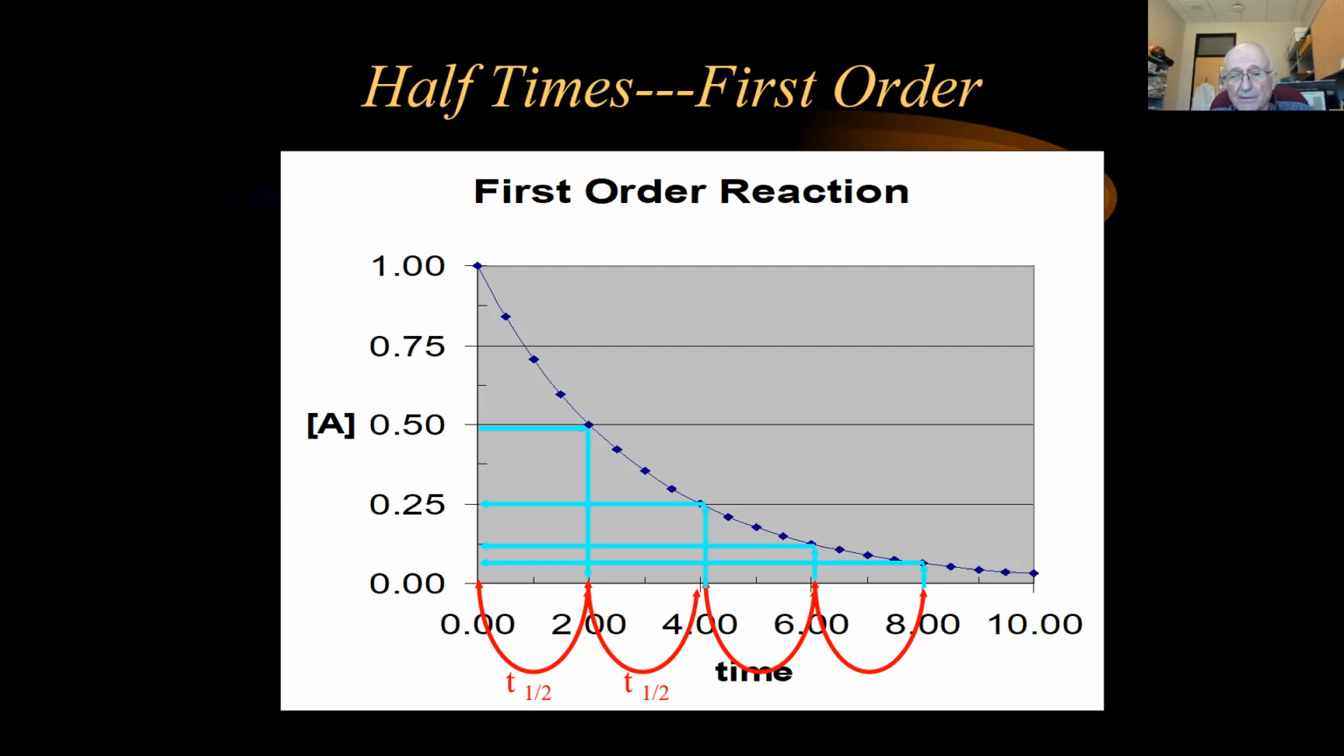So the characteristic of the first order reaction is that each halftime is the same amount of time. It takes exactly the same amount of time to go between any concentration and half of that concentration, no matter whether you're right in the beginning or near the end of the reaction. That would always hold for a first order reaction.